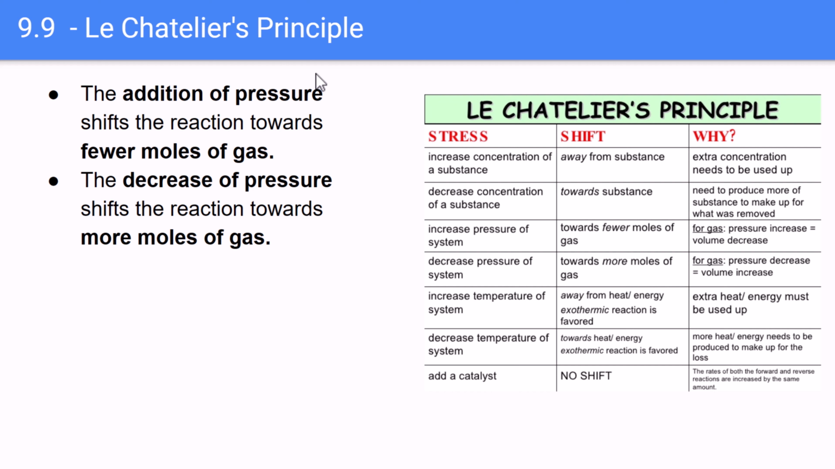And when we decrease the pressure, the reaction is going to shift to favor the side with more moles of gas. All right? So if we're looking at pressure, we need to look at the side of the chemical reaction that has either fewer moles of gas or more moles of gas, and then make sure we make adjustments accordingly.